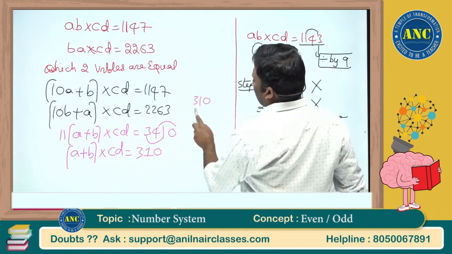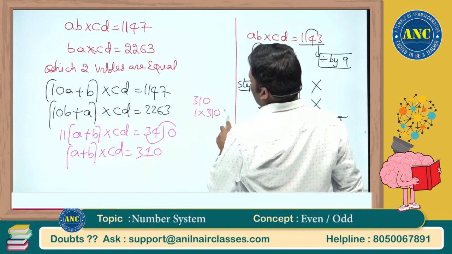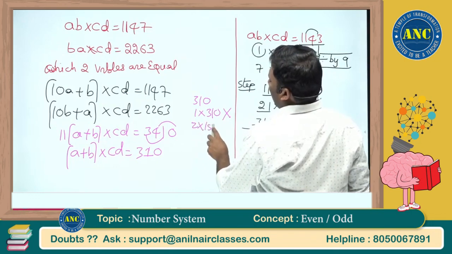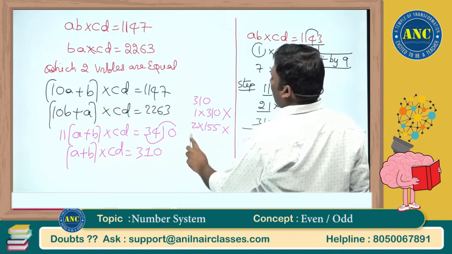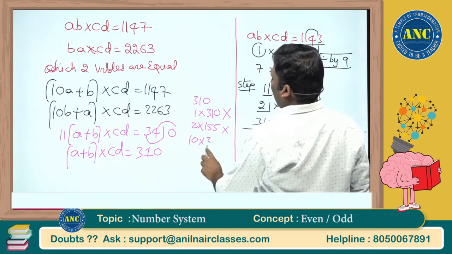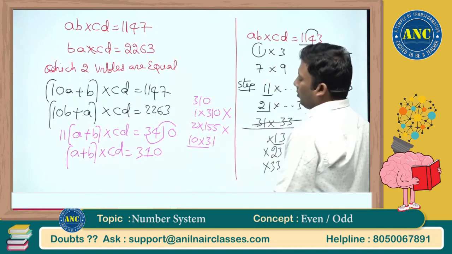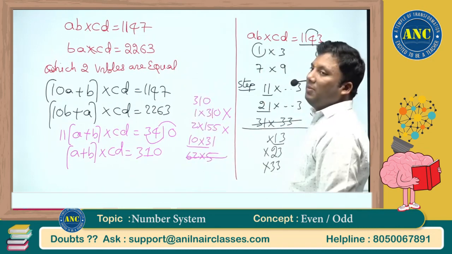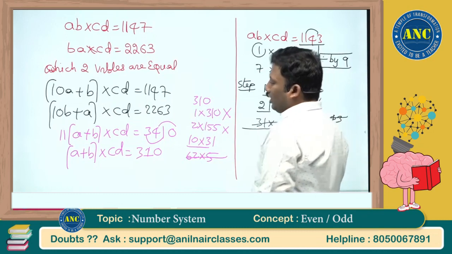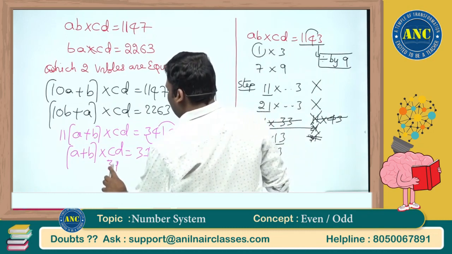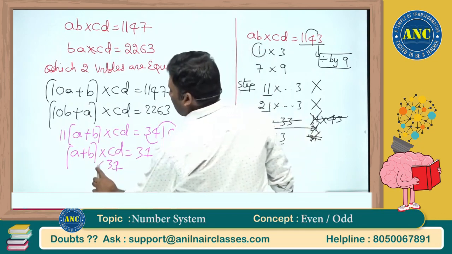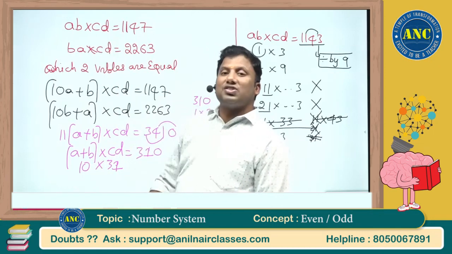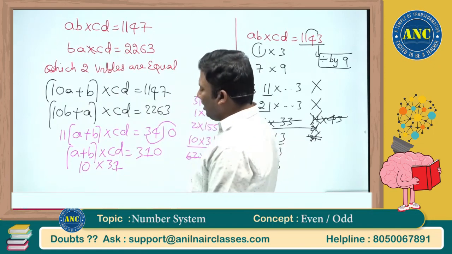310 can be written as 1 into 310. Case not possible. Why? Because 310 is a 3-digit number. 2 into 155 not possible. 10 into 31, it is possible. 62 into 5 not possible because AB is an odd number and CD is an odd number. If it is 31, this will be 10. CD cannot take 10. Why? Because AB is an odd number and CD is an odd number.